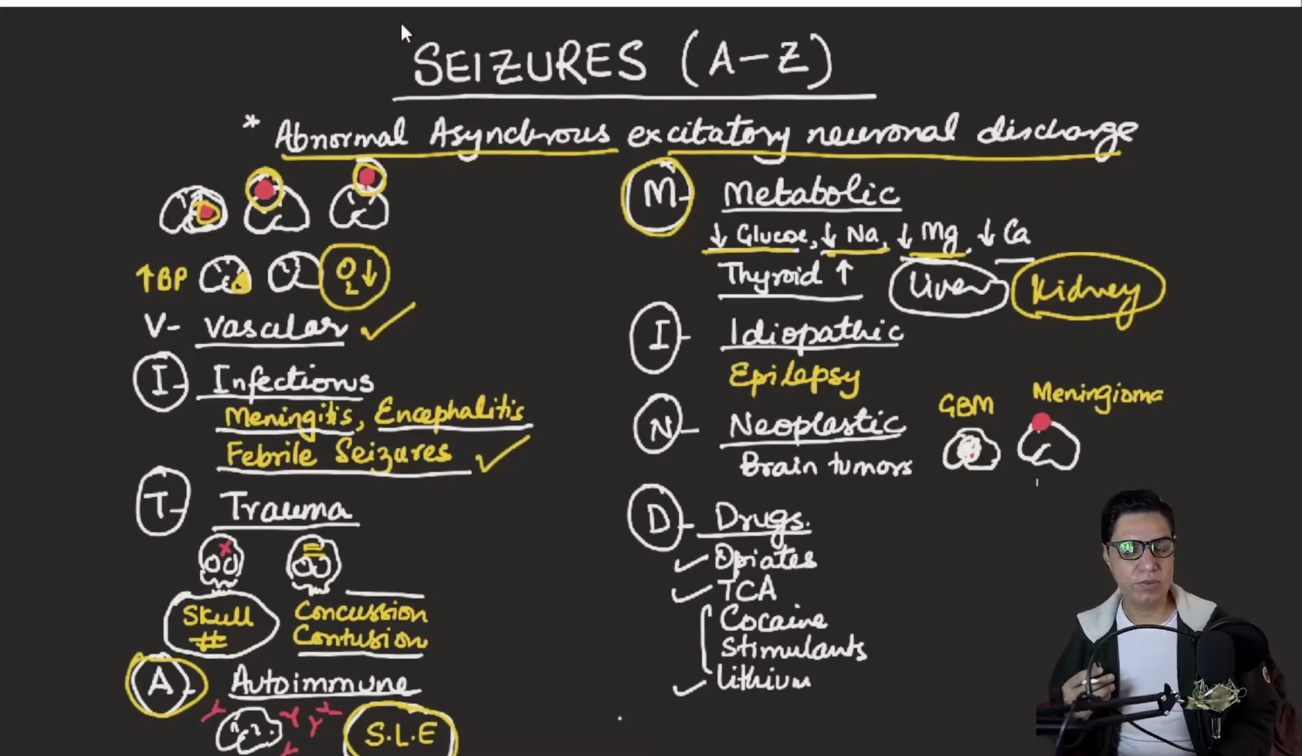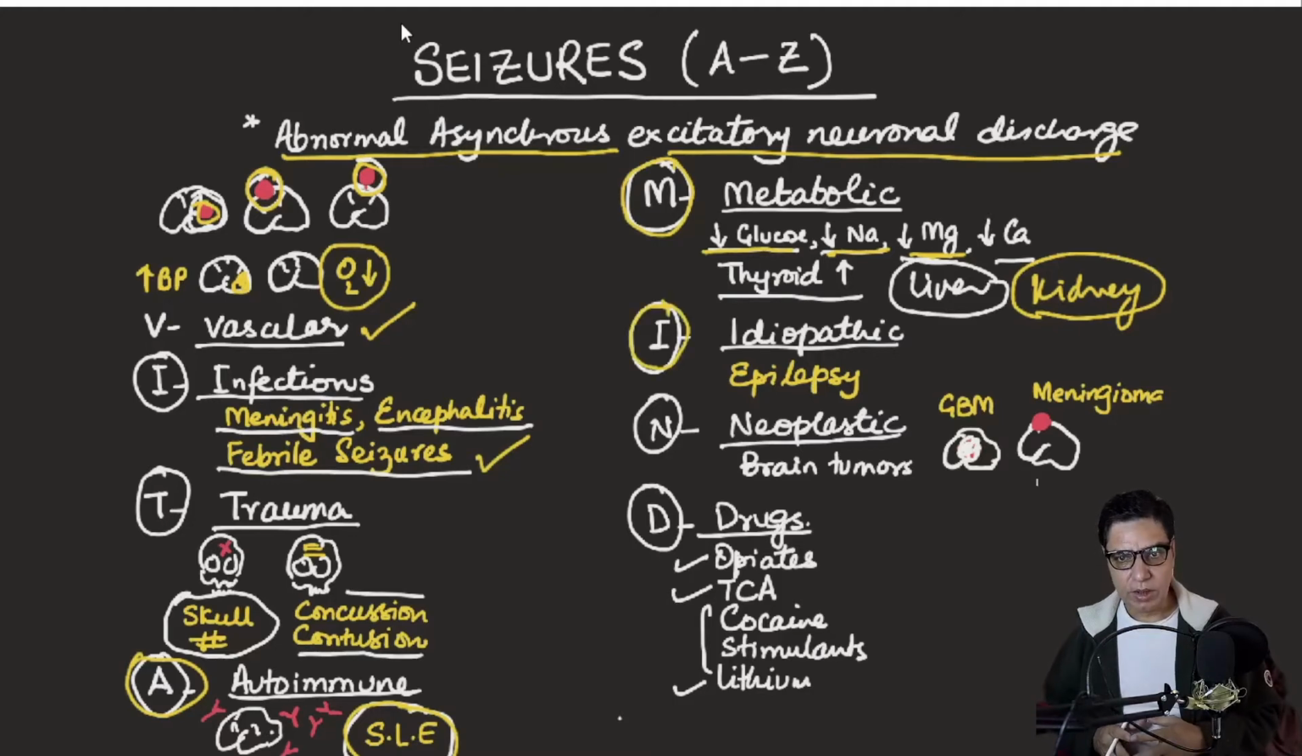Like for example, if the liver is not functioning properly, that will lead to an increase in ammonia, and ammonia is responsible for causing seizures and depression of the central nervous system as well. Similarly, if the kidneys are not working properly, that would lead to an increase in urea, which we call uremia, and that can also be responsible for seizures. So these are some of the metabolic reasons responsible for causing seizures.